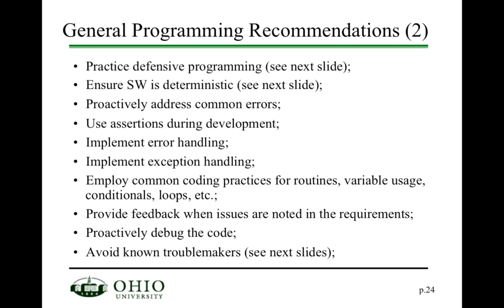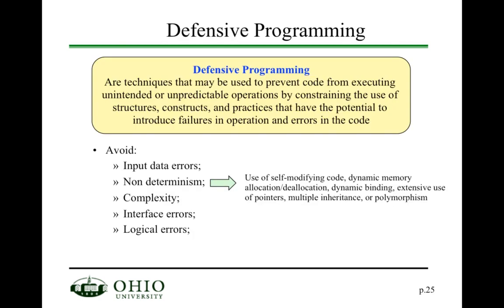So let's look at defensive programming. Defensive programming is really all the techniques that may be used to prevent the code from executing unintended and unpredictable operations by constraining the use of structures, constructs, and practices that have the potential to introduce failures in operation, errors in the code. So you want to make sure that you catch input data errors by performing range checks, for example.